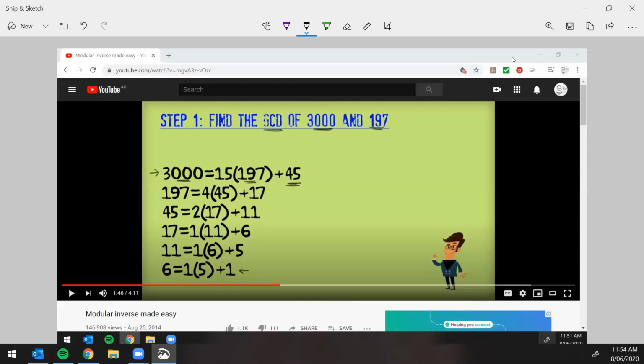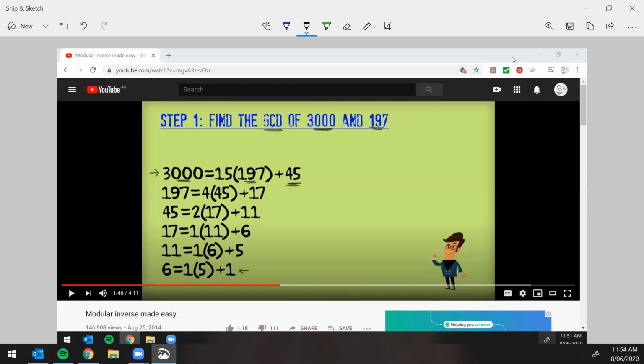And that's the GCD of 3,000 and 197. If you're unsure about any of that, I've got another couple of videos, which are actually both the same. One's called Greatest Common Divisor Made Easy, and the other one's called Euclidean Algorithm Made Easy, and that will go through that. But Eduardo's problem was really the next step.